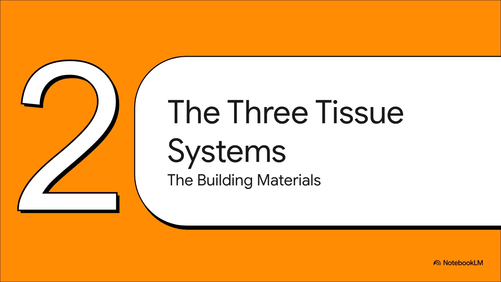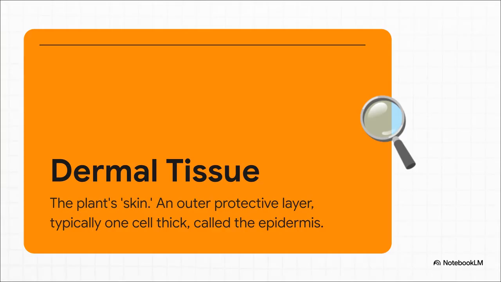So if meristems are the factories, what exactly are they building? Well, they produce three fundamental types of tissue systems that make up the whole plant body. Let's think of these as the plant's basic building materials. First up, we have the dermal tissue. And the analogy here is perfect. It's the plant's skin. This outer layer, the epidermis, is usually just a single layer of cells that forms a protective barrier between the plant and, well, the rest of the world.